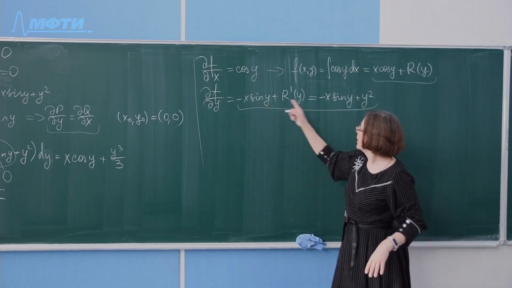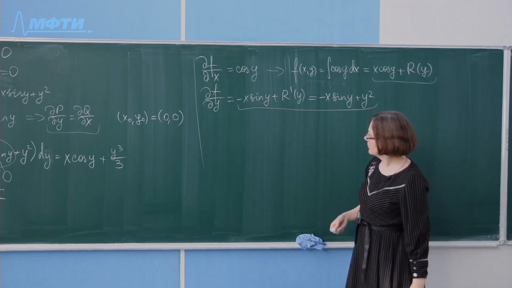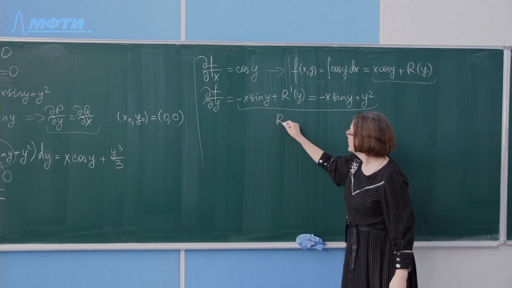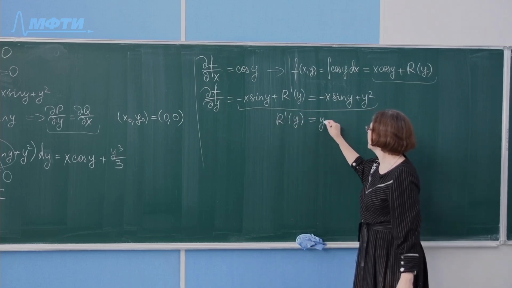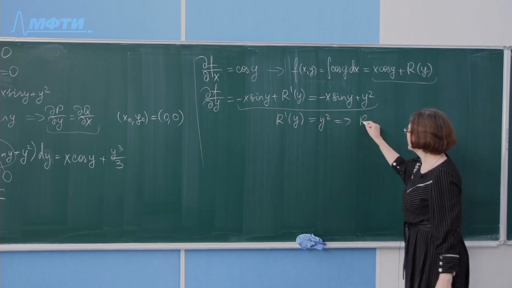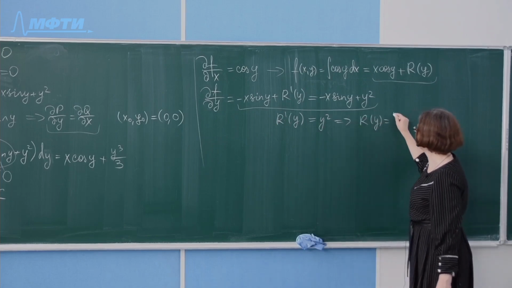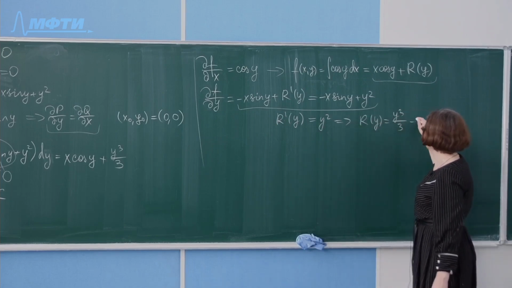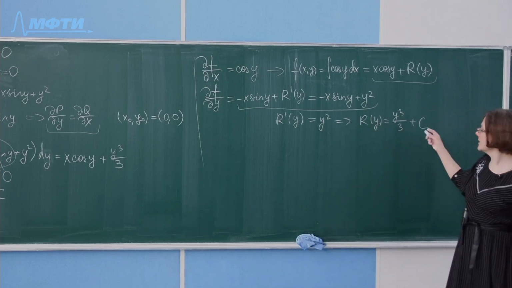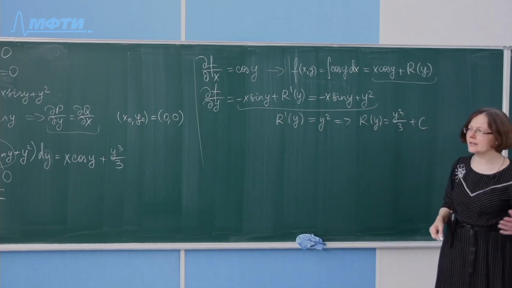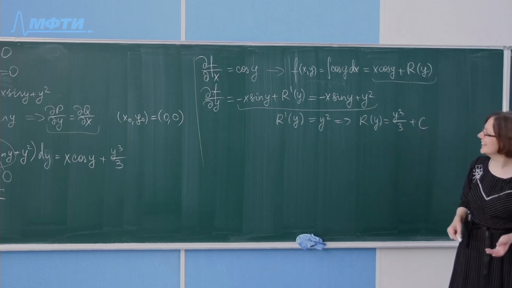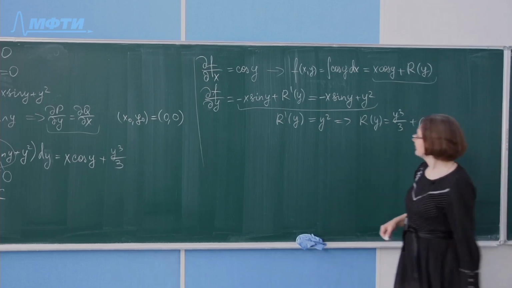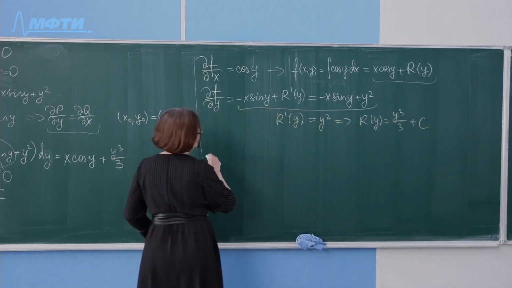We can cancel out similar terms from both parts, and we have the following equation: r prime of y equals y squared, from which we can find that r of y is equal to y cubed over 3 plus the constant. Now c doesn't depend on any variable, right? It is a real constant. And now the answer.